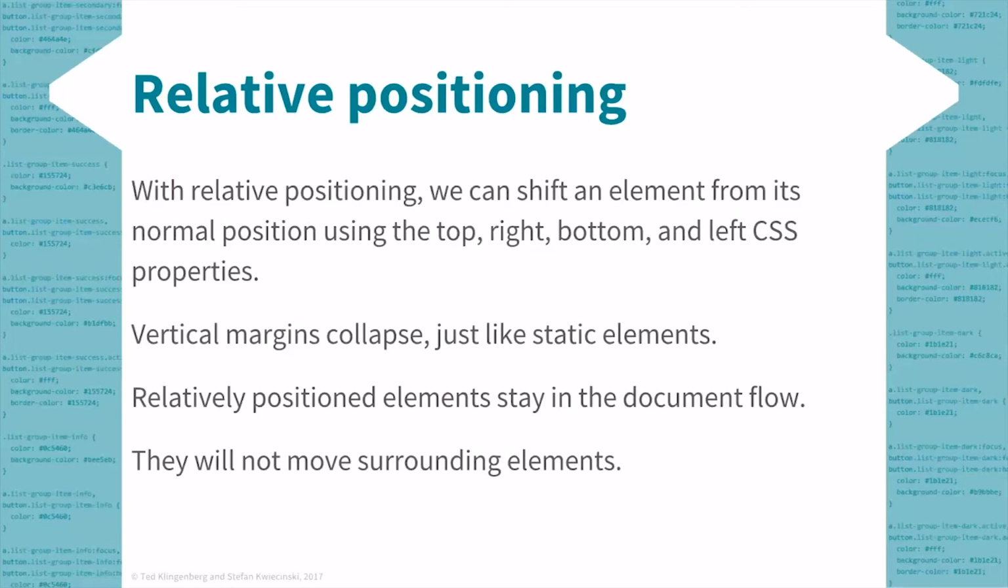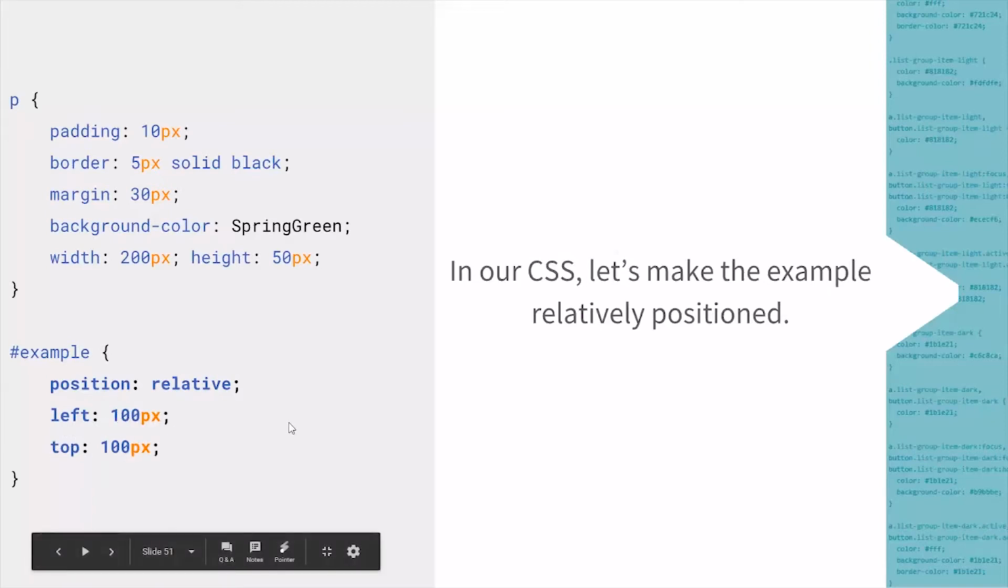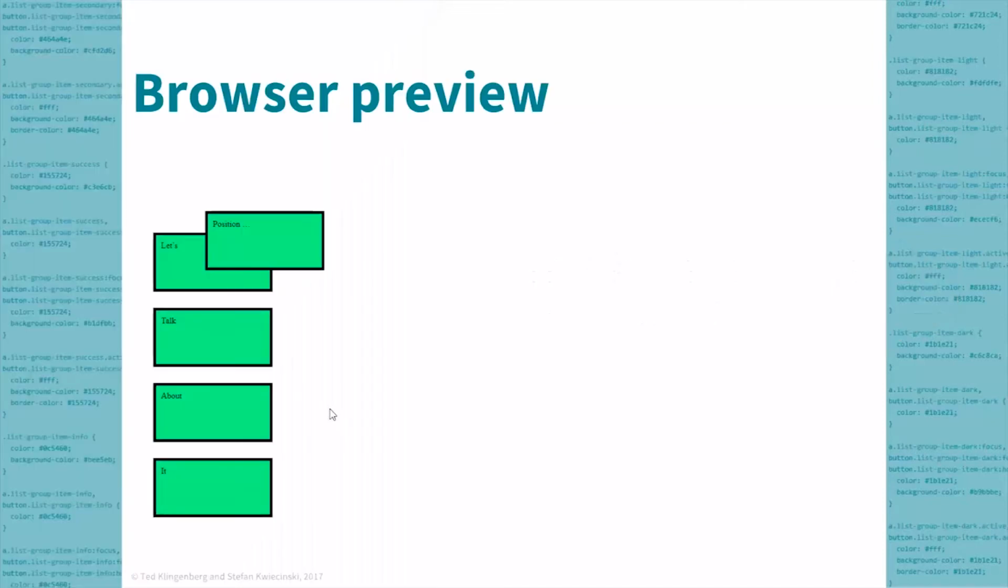And another thing to note is this also stays in the document flow, just like static elements. And they don't move surrounding elements. It's not taken out of the flow, but it doesn't move surrounding elements, which all sounds confusing. Let's actually pull up an example and see what this looks like. So let's change our CSS. We can make the position relative, and we can add a left and top property, and we can just set both of those to 100 pixels. And this way we'll see an example of relative position in our browser.